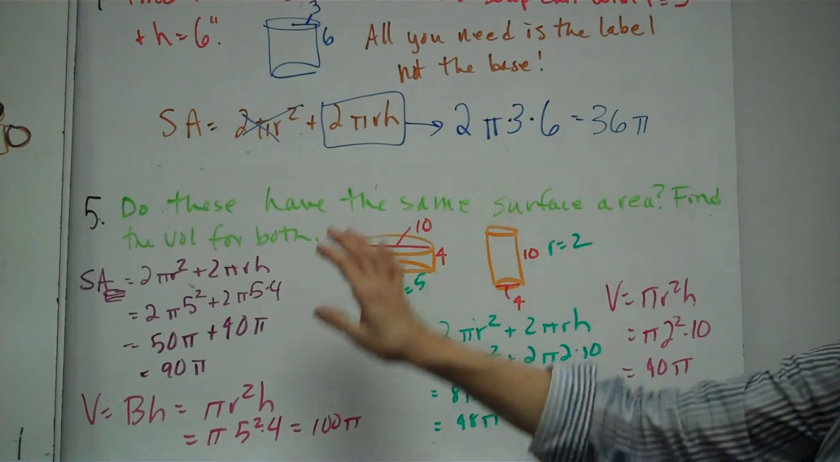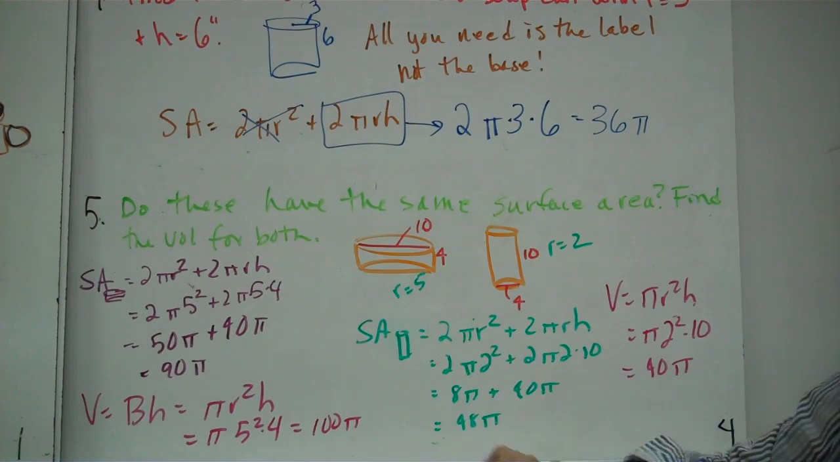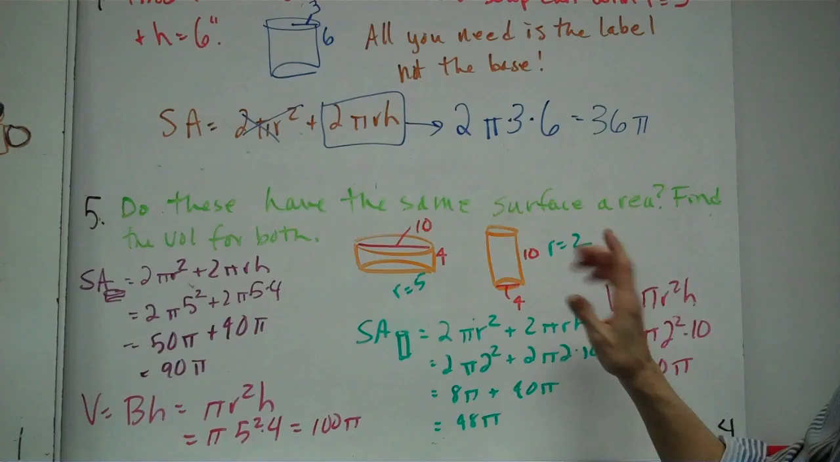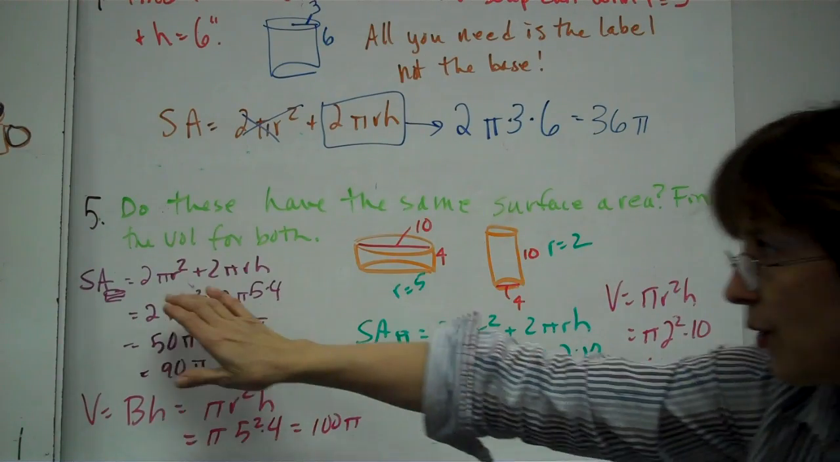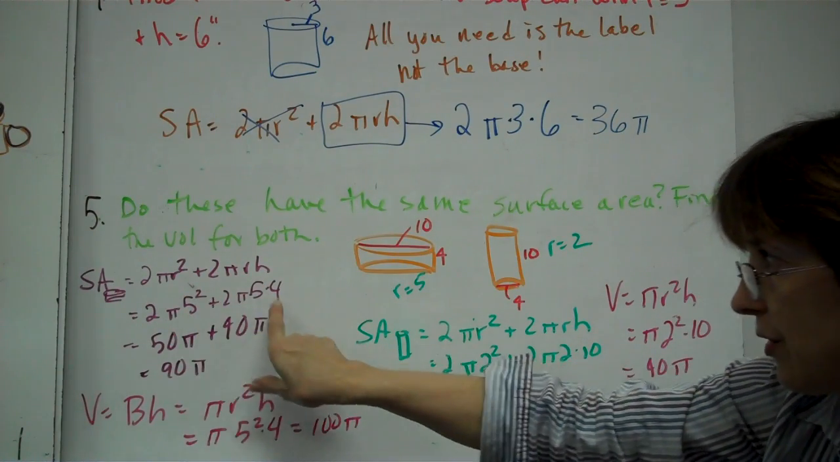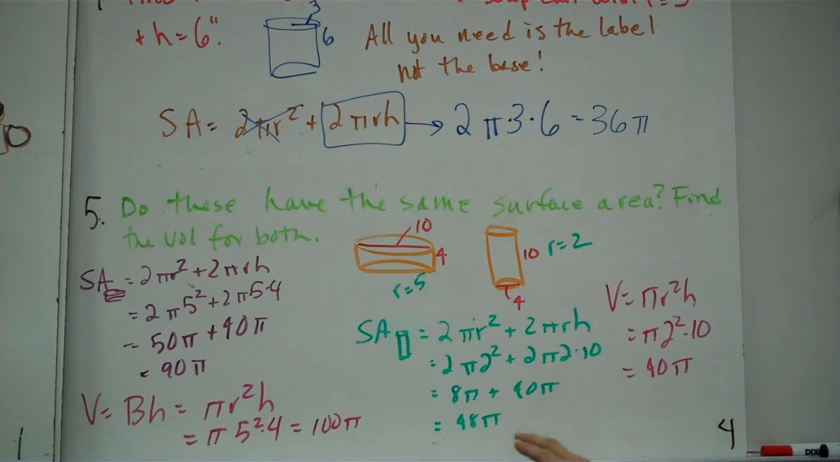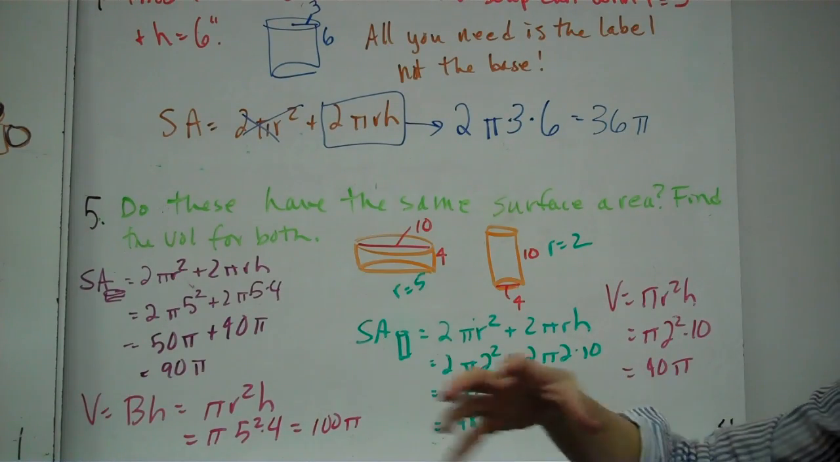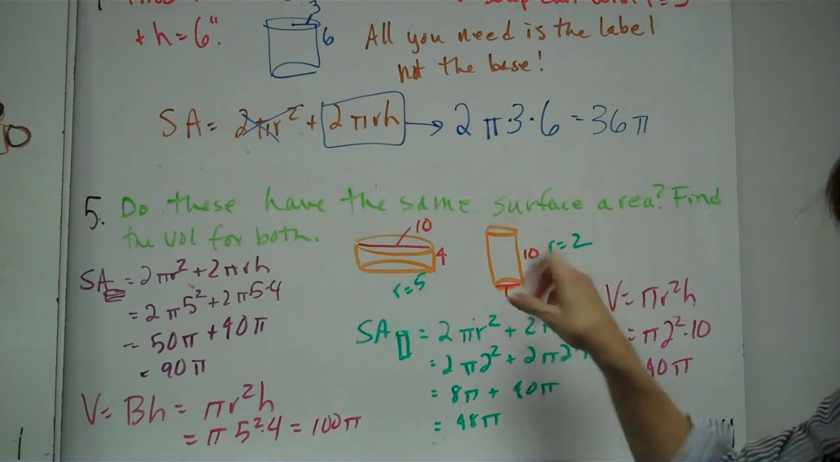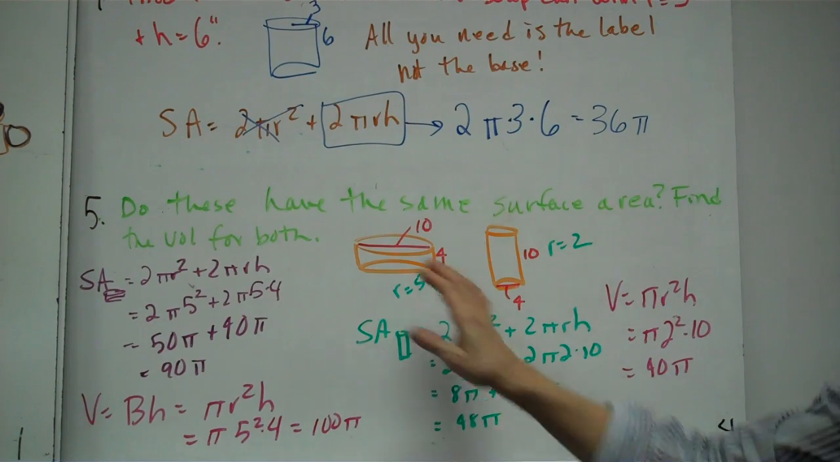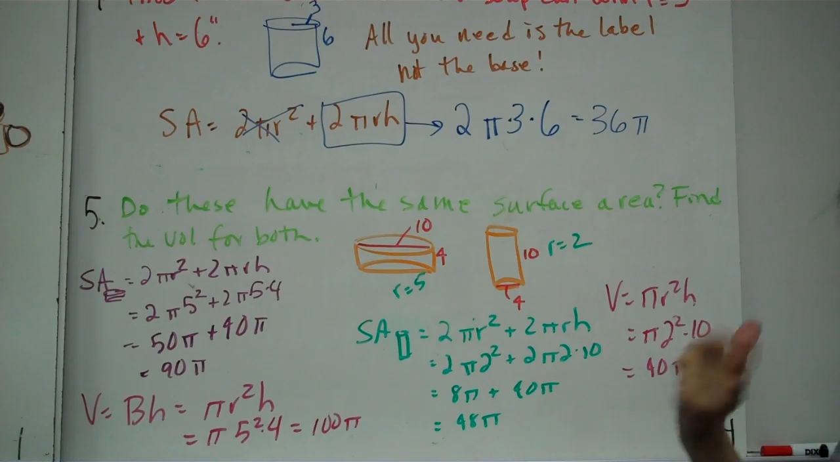Okay, number 5. Do these two cylinders have the same surface area? Find the volume for both. So this one, when they give me the diameter, I put down the radius right away, so don't get confused with that. I write down my formula, plug the numbers in accordingly, and I got this to be 90 pi. When I went over here and did the same thing, I got 48 pi. So clearly, we see that the surface area for the one that's flatter and rounder is more than the one that's skinnier. This is a little bit different of a problem, though, because I gave you the diameter for one, and the other one I gave you the circumference.